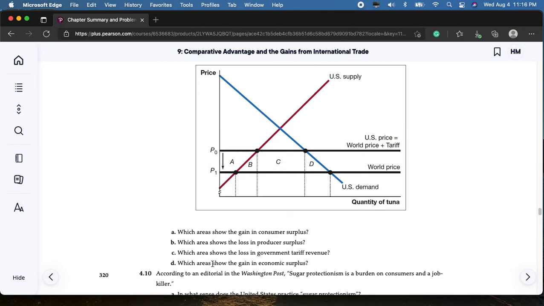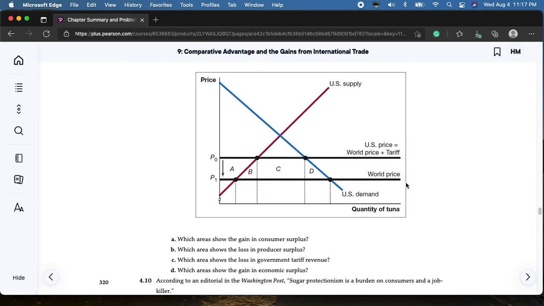And finally, which areas show the loss in economic surplus? We will lose economic surplus from areas B and D, because now what happened is consumers are buying less of it. So they will buy more from the U.S. supply, but they will buy less from the world suppliers. So again, this is about equilibrium gains and losses and the effect of tariffs on imports into the United States.